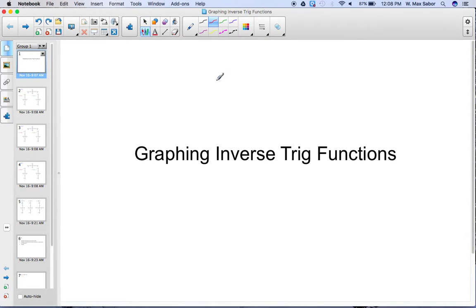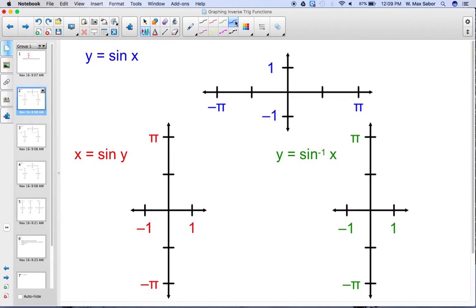How do we graph inverse trig functions? We're going to be graphing inverse sine, inverse cosine, and inverse tangent today. Let's start with sine. So, our original sine graph looks like this. We have equilibria at all the multiples of pi, a maximum at pi over 2, and a minimum at negative pi over 2. If we start graphing x equals sine y, that's not a function anymore.